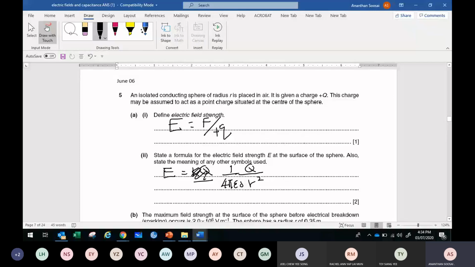Q is the charge possessed by the sphere, and R is the distance from the center of the sphere to the point where the electric field strength is to be calculated. Epsilon naught, we call it what? Permittivity of free space. Okay, permittivity of free space. You get the 2 marks.